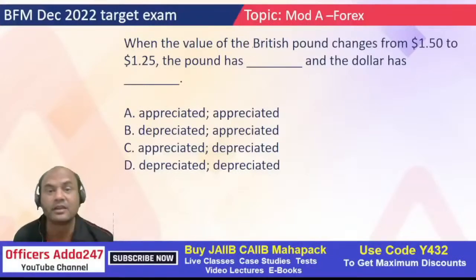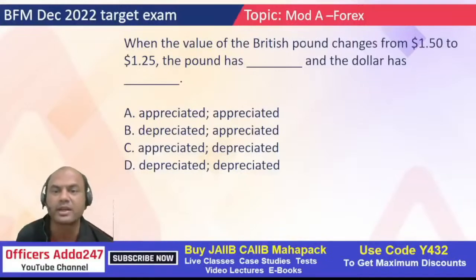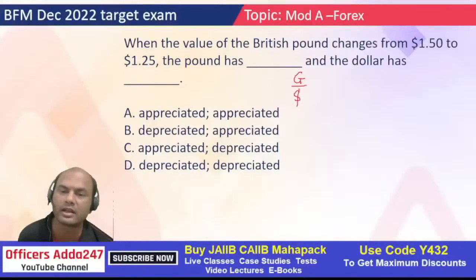Now this is again relating to direct and indirect rate. What is the British pound given as? Is it an indirect or direct rate? It's indirect. So how do we write GBP to dollar? I'll write it like this: GBP to dollar, with GBP in the numerator and dollar in the denominator.